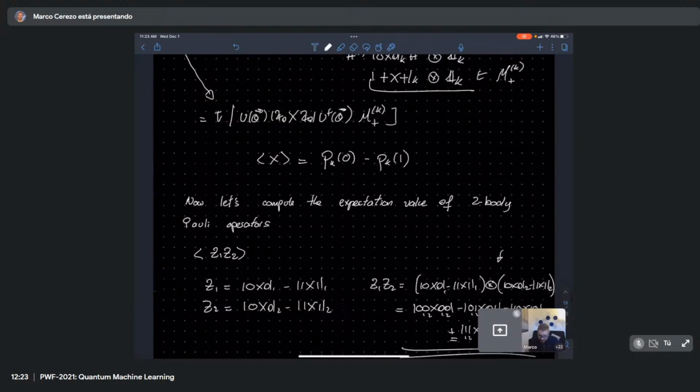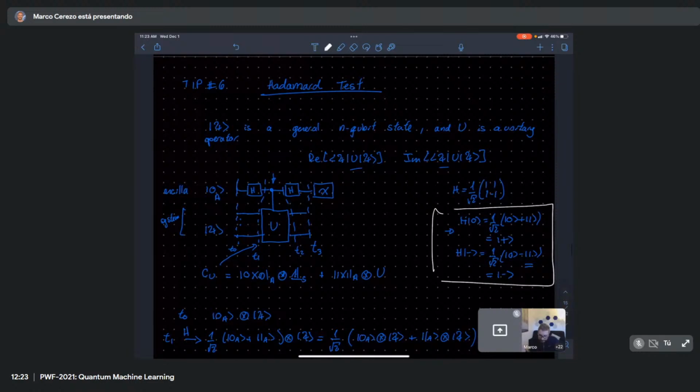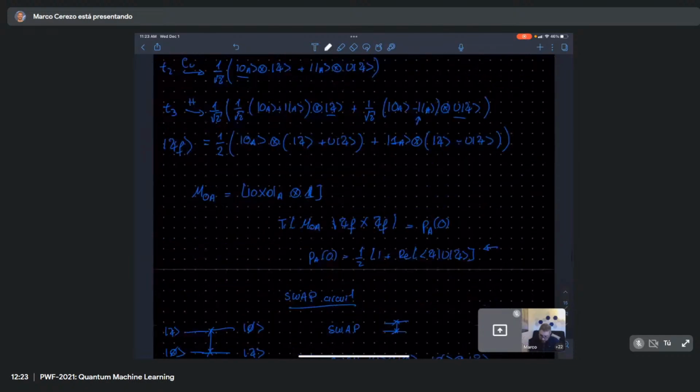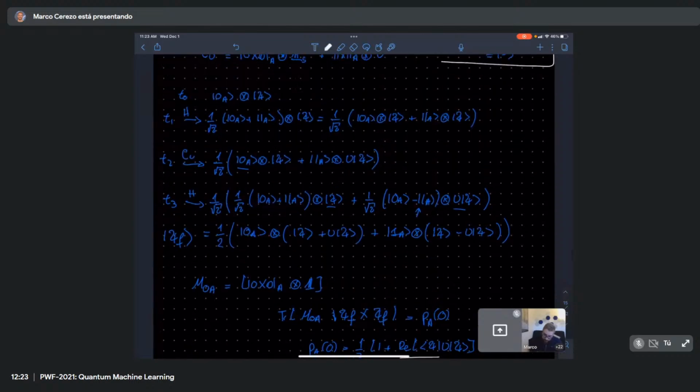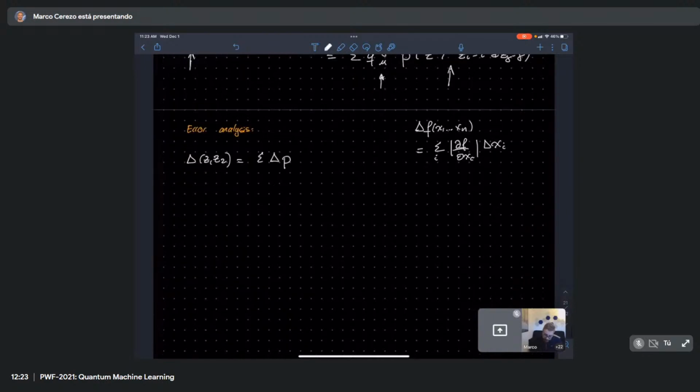And again, let's just go back to some of the useful circuits that we have. Let's see the circuit right here, the Hadamard test. The Hadamard test, we know that it can compute the expectation value of some unitary, right? It allows us to compute something that looks like this. So let's just go to the bottom and make a note here. Note: we can also compute the expectation value of a Pauli string.